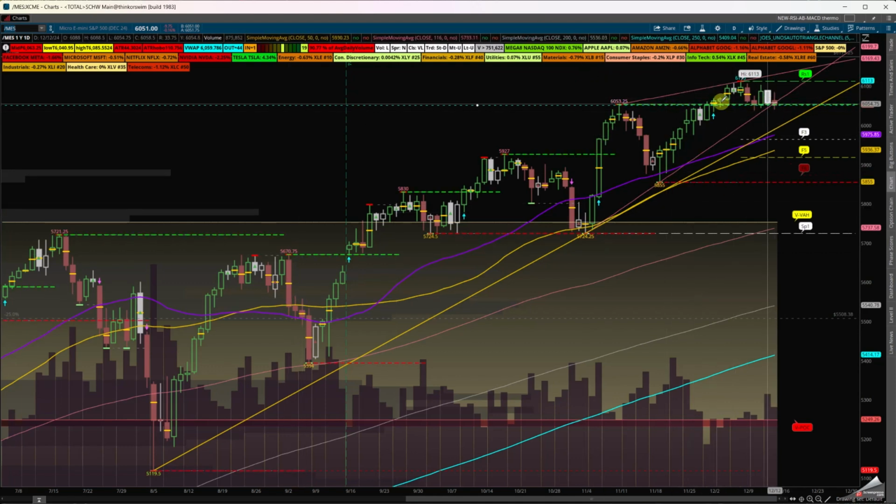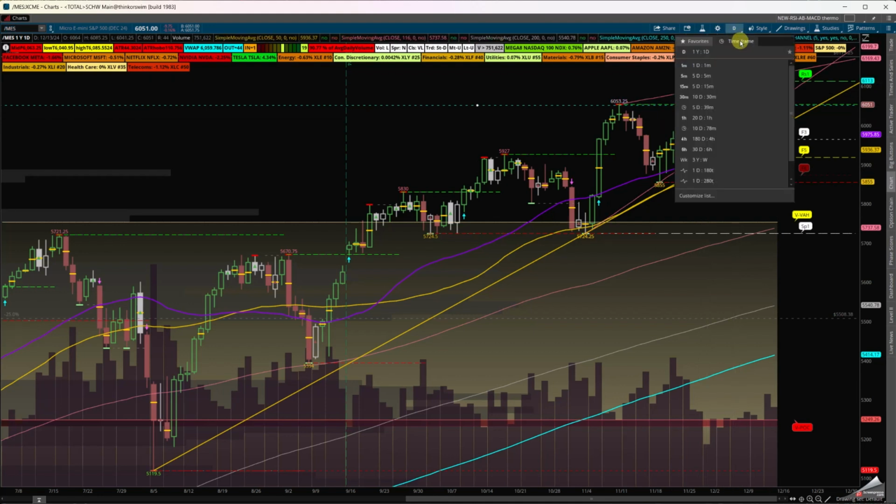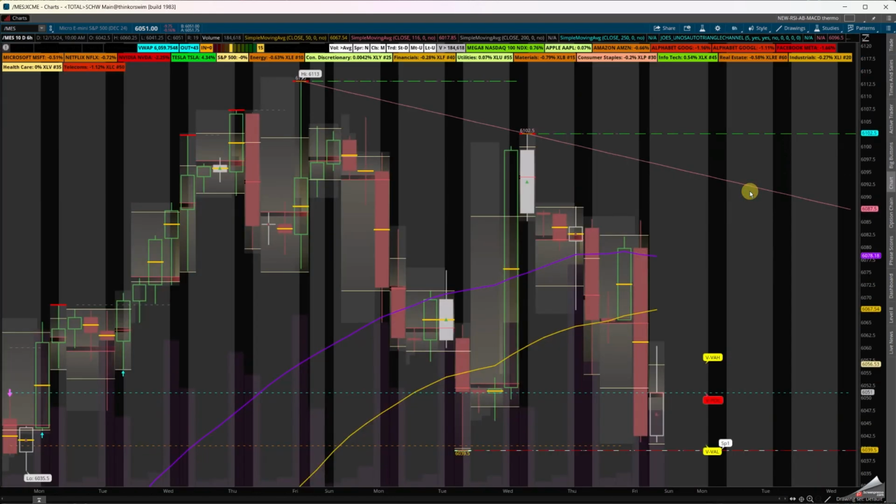So how do I draw the weekly range in the coming weeks? What I'm going to do, go from daily, we're going to go to an intraday. From the intraday, we're going to do 10 days. We're going to go to at least a 4-hour or 6-hour chart, push OK.